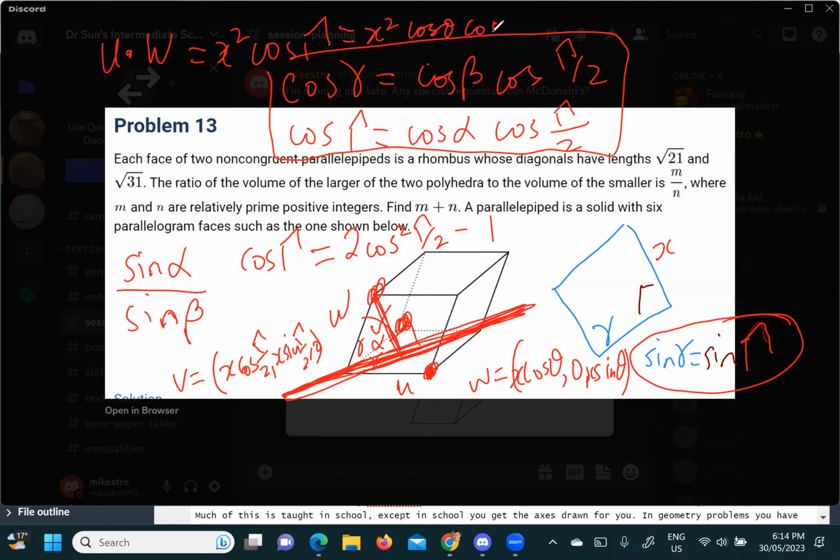So it's maybe not theta, but alpha or beta. The x squareds cancel, and you get cos gamma equals cos alpha or beta times cos gamma on 2. Okay, so that's the calculationless version. For the actual calculations, you might want to find what cos gamma and cos gamma on 2 are, starting from sine gamma. Any questions?